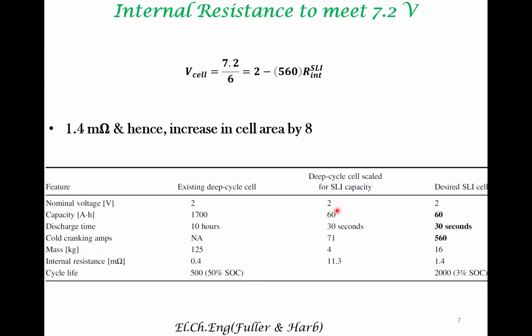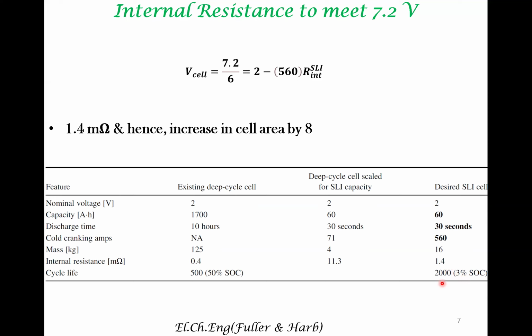Okay, so that is your capacity. We've accommodated that. This is for just cranking application. So you are discharging only for 30 seconds. CCA is about 560. Mass we have computed. Internal resistance we have computed corresponding to CCA. What is to be noticed is, because this is an SLI battery, you are only discharging to a limited extent. If you discharge to just 3%, that is only 97% is retained. So you're only discharging to a limited extent.